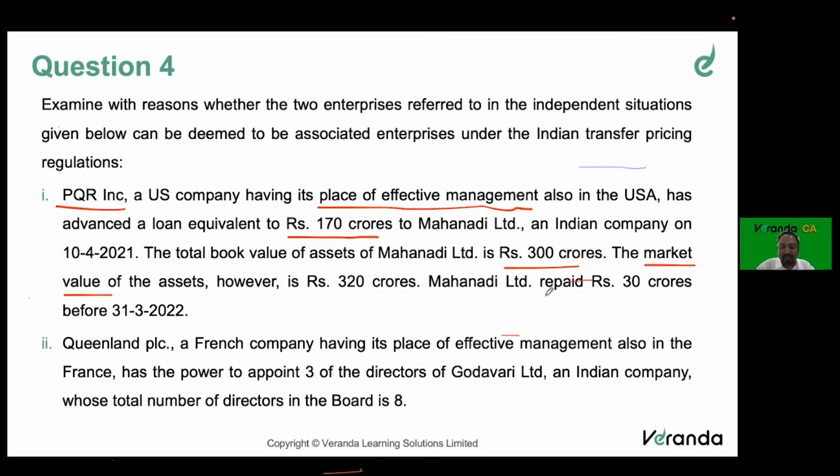And they also say that Maganadi repaid 30 crores, that is, before 31/3/2022. They have repaid this 30 crores. So the question here is whether this 30 crores should be adjusted with 170 crores or not. Now, if you actually see the provision, it says loan provided to an enterprise is more than 51% of the book value of asset on that particular year end. So the question is not about whether it is repaid or not repaid. In case the loan is provided, it has to be considered.